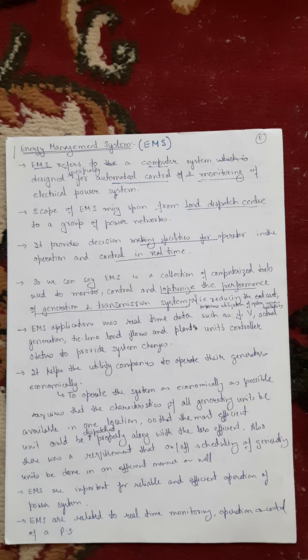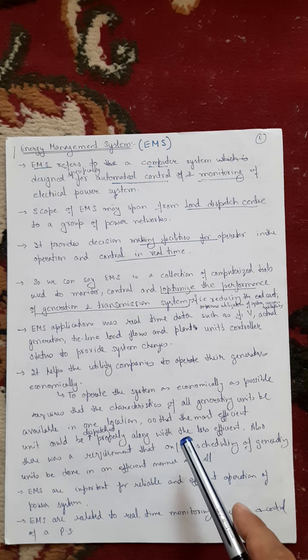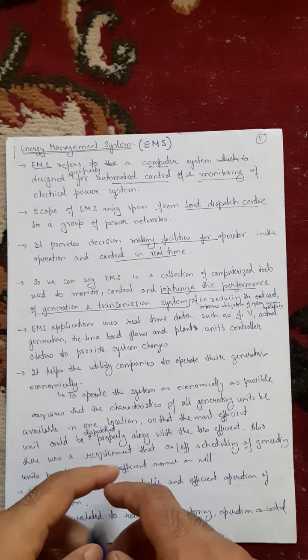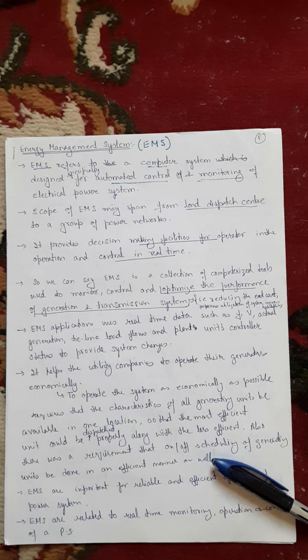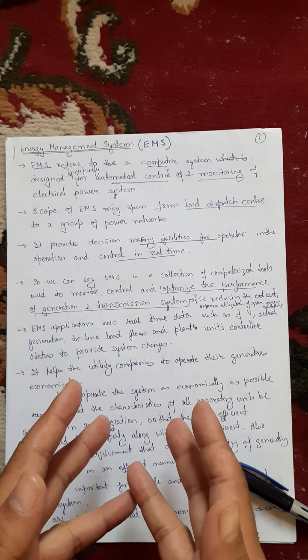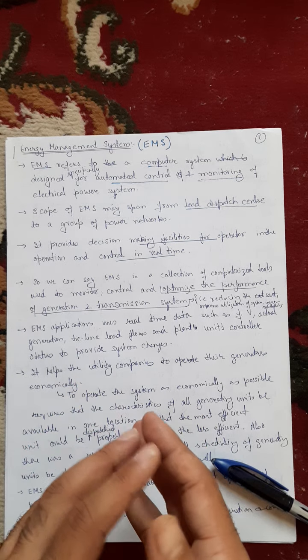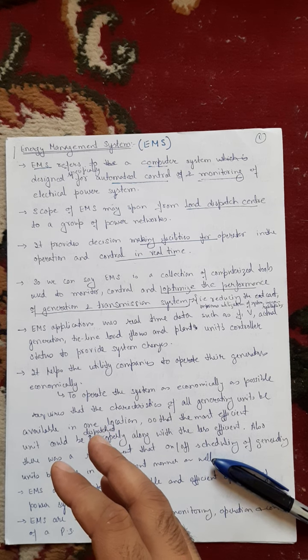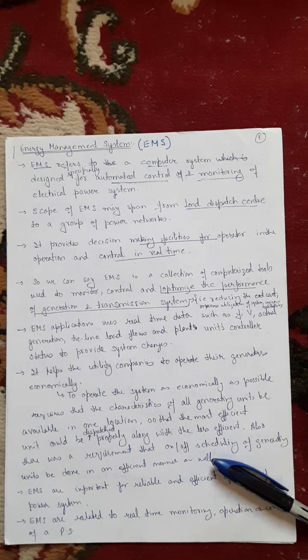What do you mean by economically? Economically means to operate the system as economically as possible. It requires characteristics of all the generating units. Okay, means suppose we have a system where we have 15 generators, and 3 generators are located at one location, 3 are located at another. So in this way I will have 5 locations, and at each location I will have 3 generators, so total generators available will be 15.